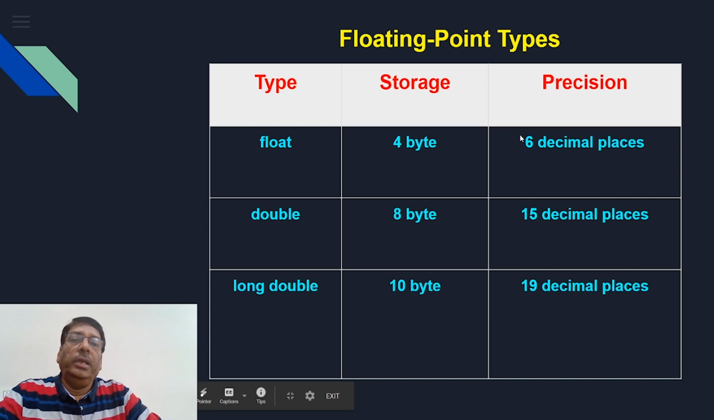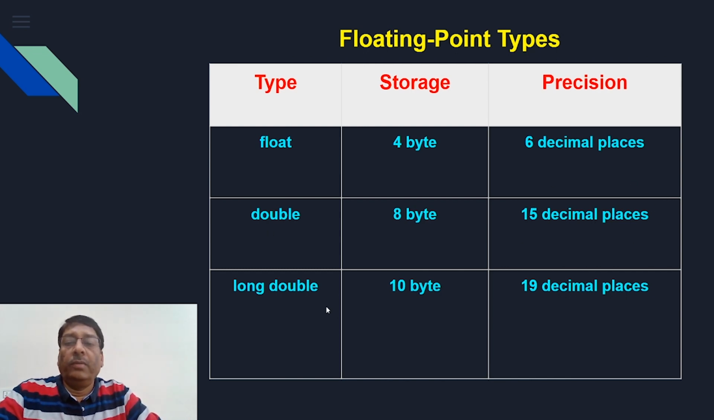Similarly, we have floating point types. Here you can make use of a type called float, which is going to occupy 4 bytes of memory. So if I store something like 100.50, it is going to occupy 4 bytes of memory, and the precision that you get is accuracy up to 6 decimal places. Similarly, if you want a bigger value than what we have in float, then you can make use of a data type called double, which is going to occupy 8 bytes of memory, and the precision can be up to 15 decimal places.